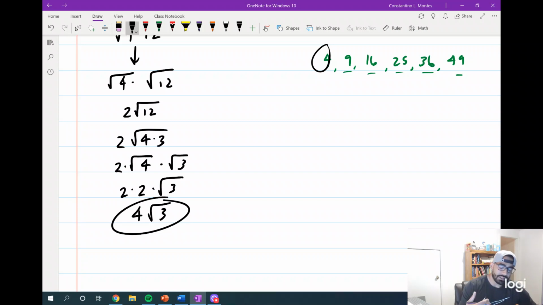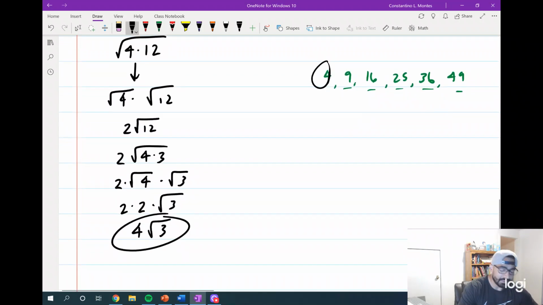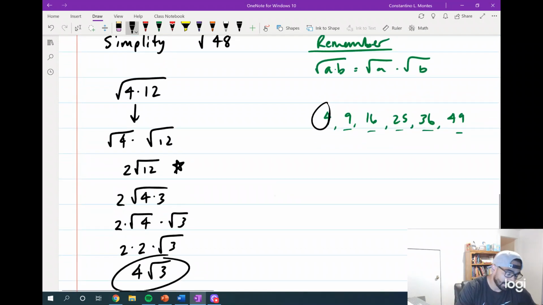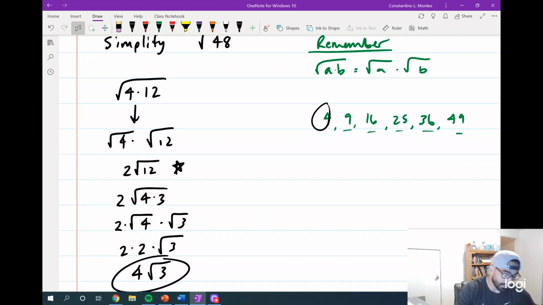So here's the thing. When you end up simplifying, and at the end, like we did here, you don't end up with the most simplified version, like 12, where 4, a perfect square, still divides it, it just means that there was a bigger perfect square that I could have used to divide 48.